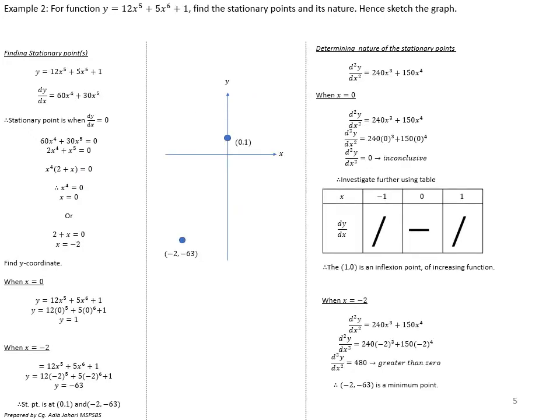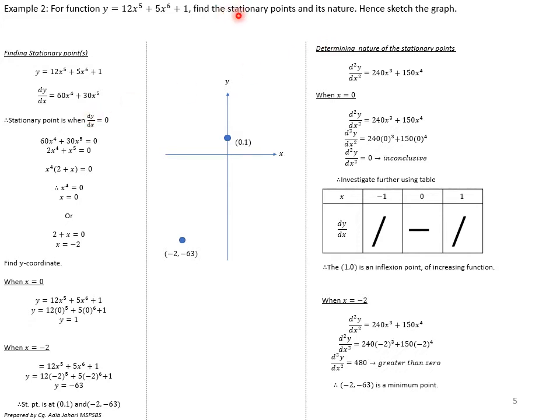So this is an example that I want to discuss with you guys. Let's say we have this function y equals 12x to the power 5 plus 5x to the power 6 plus 1. They want you to find the stationary points, the nature, and then they want you to sketch the graph. So this covers all the lesson objectives of this section, right?